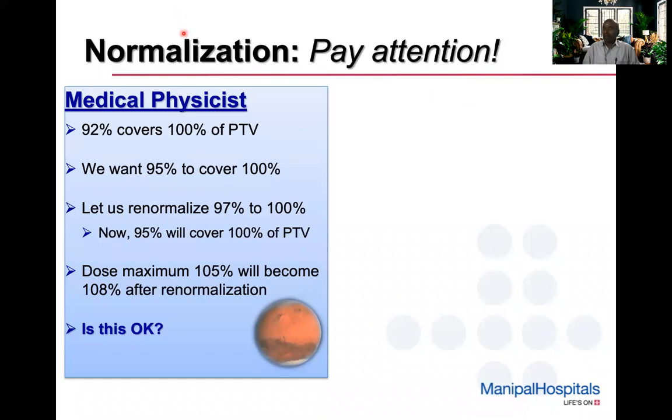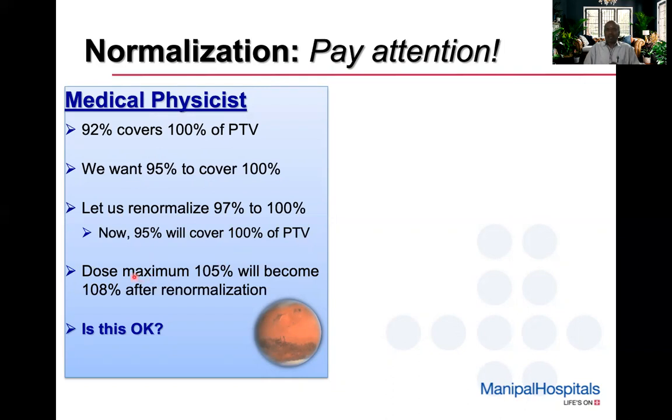Pay attention to the normalization. That is another important point where things can go wrong. For example, a medical physicist, after developing a plan, tells the radiation oncologist, I have developed a plan in which 92% is covering 100% of the PTV. According to our clinical protocol, we want 95% to cover 100% of the PTV. So let's do one thing. Let us renormalize 97% to 100%. And now, in that case, 95% will cover 100% of the PTV, which is our requirement.